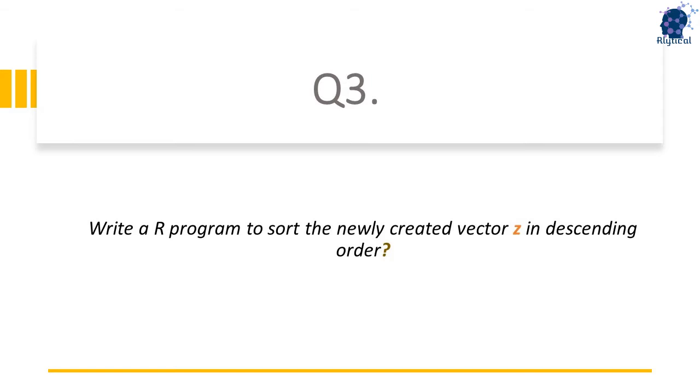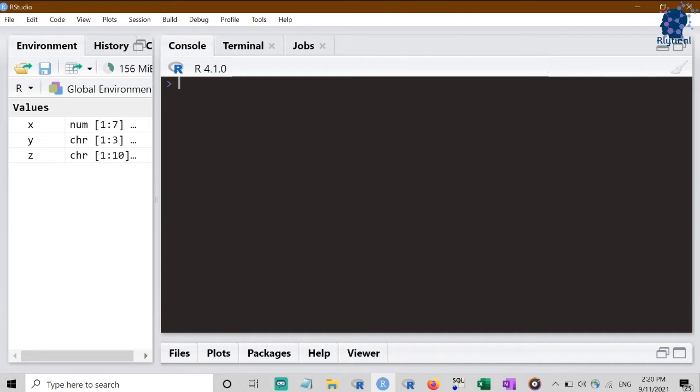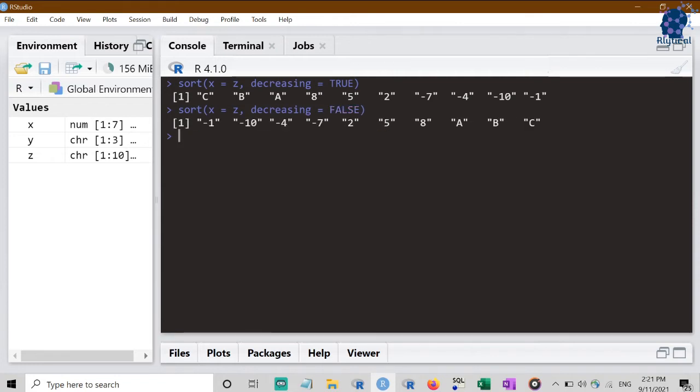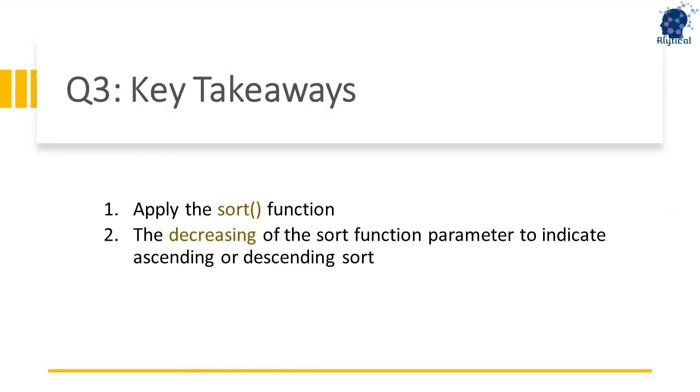Write a R program to sort the newly created vector z in descending order. We will use the sort function here that we explored in part 2 of this series. Type sort and pass the vector z to the first parameter x. Next set the decreasing parameter to true and press enter. Setting decreasing parameter to true sorts the vector in descending order, and setting it to false sorts the vector in ascending order. To summarize, we learned to use the sort function and also learned about one of its crucial parameters called decreasing that helps us tell the sort function whether to sort in ascending or descending order.